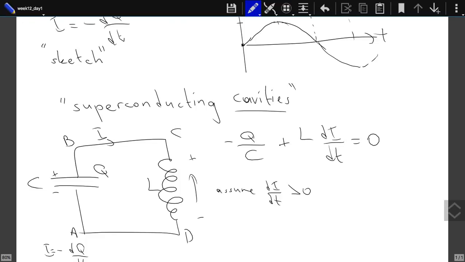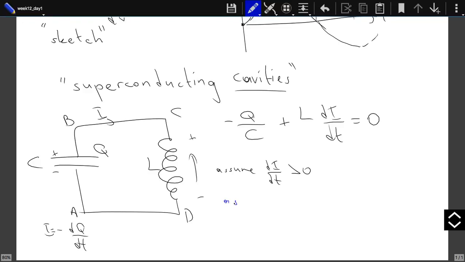Now we can make the other assumption. Assume di by dt is negative. Because as your friend pointed out, your friend had asked, what is the sign? And my claim is that the sign doesn't matter. Whatever the sign of di by dt is, this sign over here will be positive.